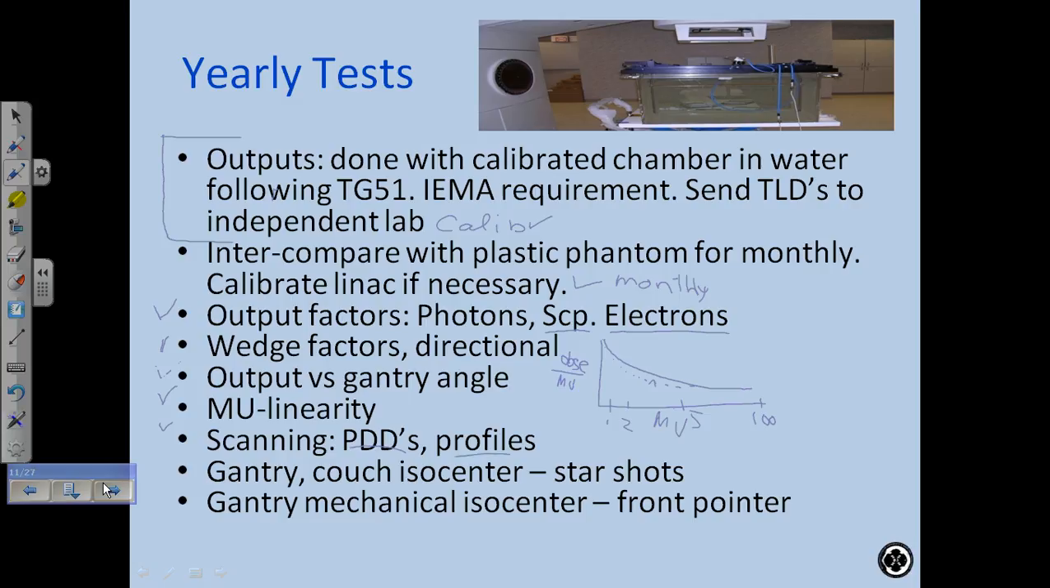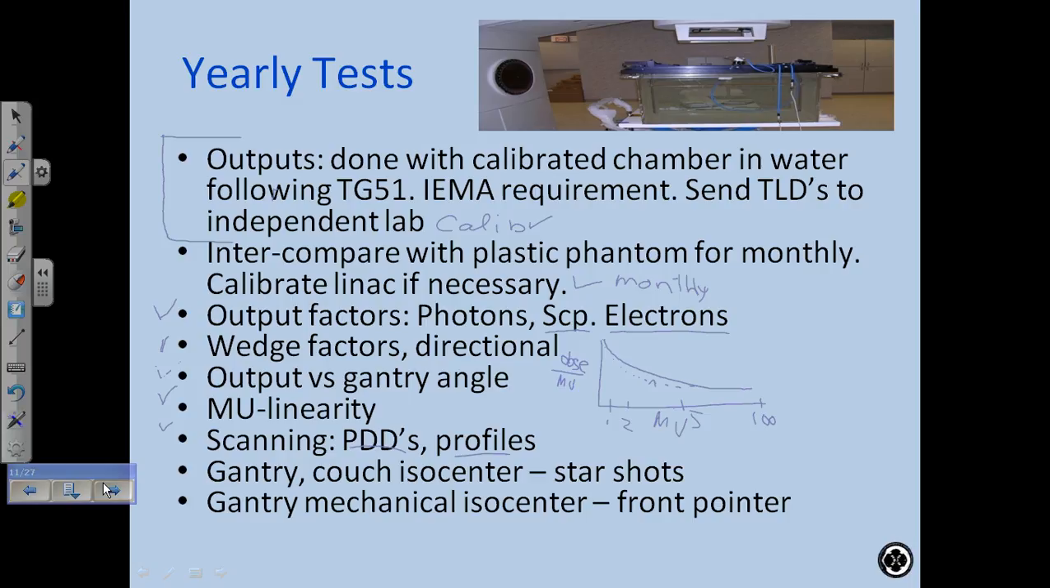Profiles. How can profiles be off? So that's your symmetry and your flatness. It's very difficult to let flatness change, but your symmetry can change, again, if your bending magnet currents are off. Gantry, couch, isocenter, we do star shots for those, and we check those.